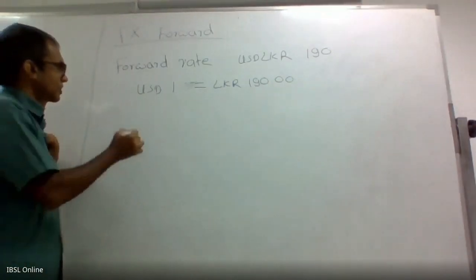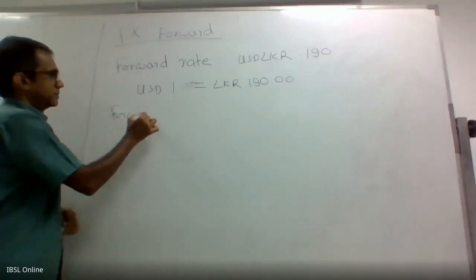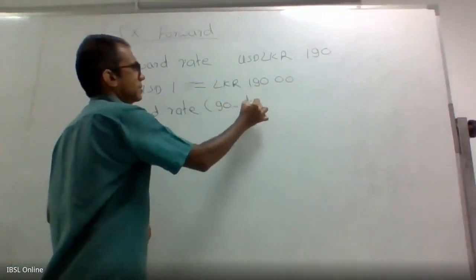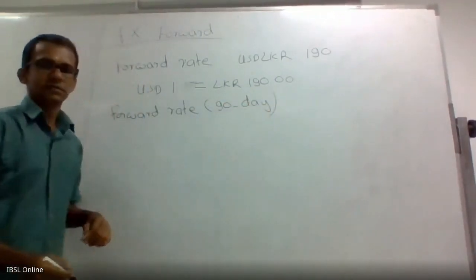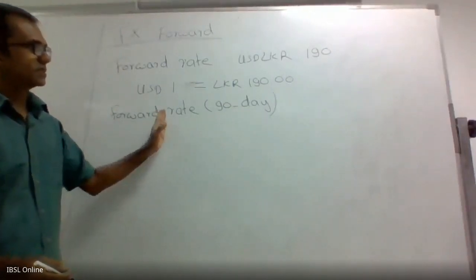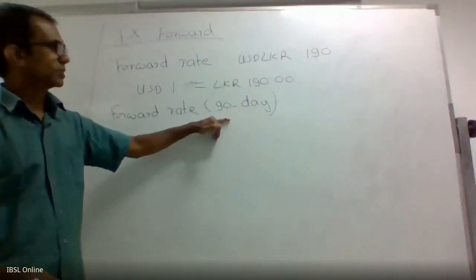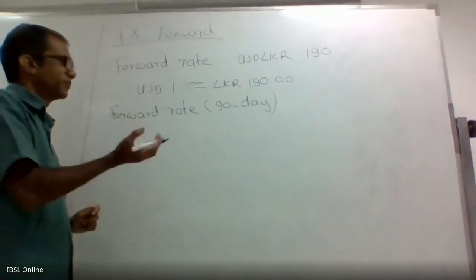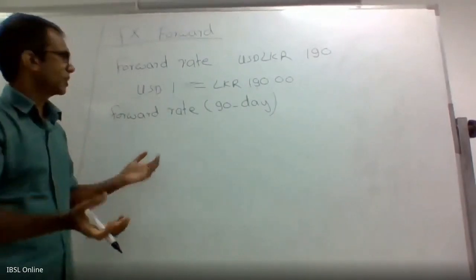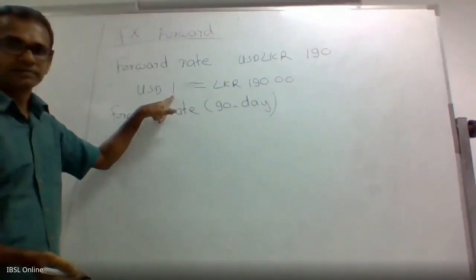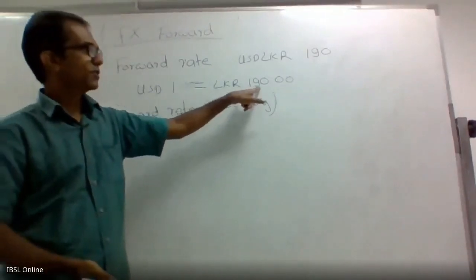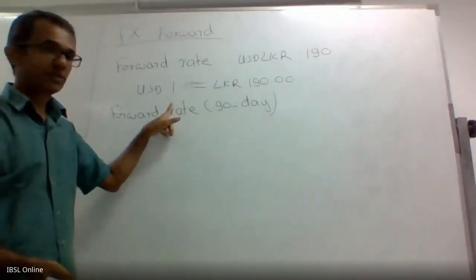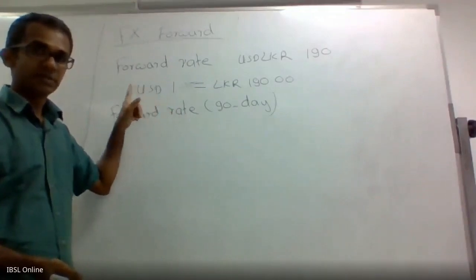Say we want to calculate a forward rate for a 90-day forward transaction, which is maturing in 90 days from the spot. So we call it a 90-day forward transaction. We have to calculate the future value of $1 in 90 days, and the future value of 190 rupees in 90 days. To calculate the future value, what we need is the applicable interest rate.